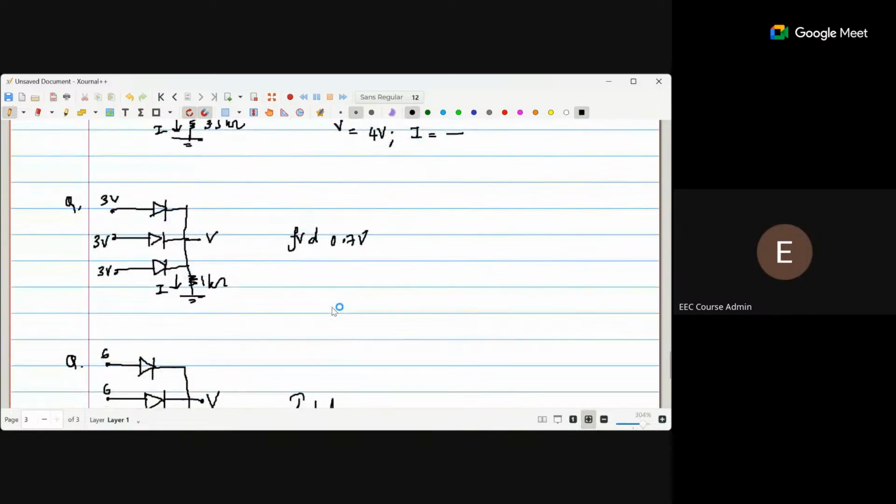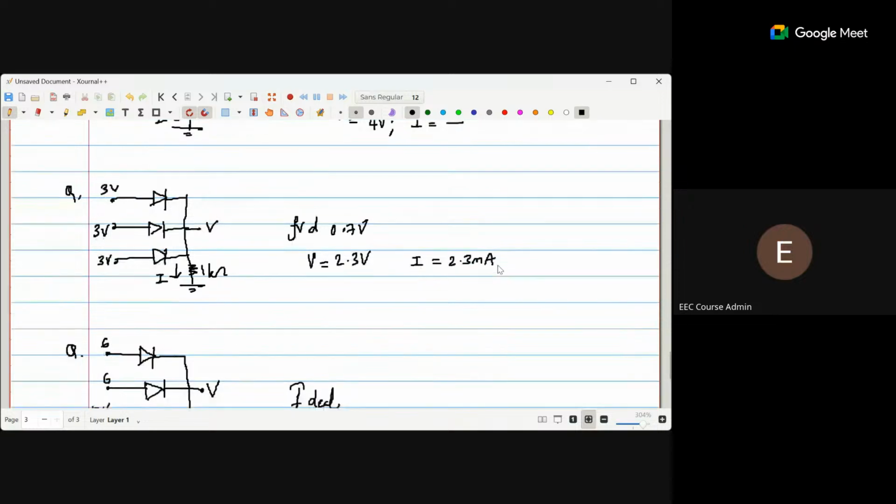Here, if it has a forward voltage drop of 0.7 volts, 2.3 volts. Here what will be the status of the diodes? All of them will be forward biased, so it will be 2.3 volts, 2.3 milliamps. Yes.